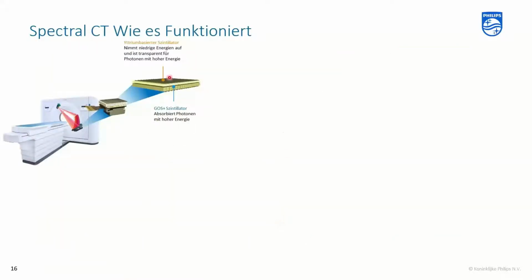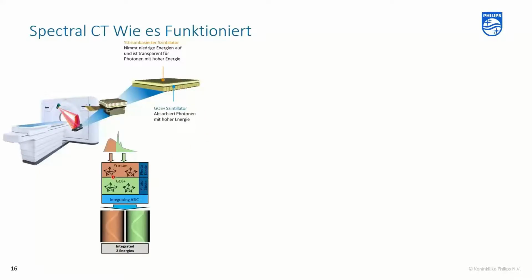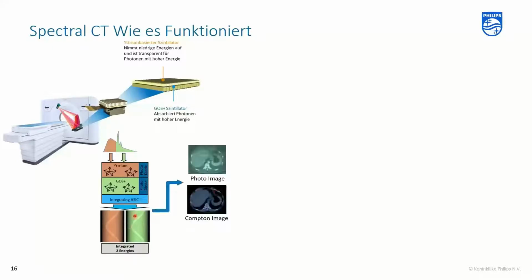There are multiple ways to do this, but with the Philips technology, we have two layers within the detector, an upper and a lower layer. The upper layer is where the low energy photons will be absorbed. The lower layer is where the higher energy photons will be absorbed. So this gives us simultaneous high and low energy raw data. We can use this to do a basis decomposition and actually generate a photoelectric and Compton scatter image.